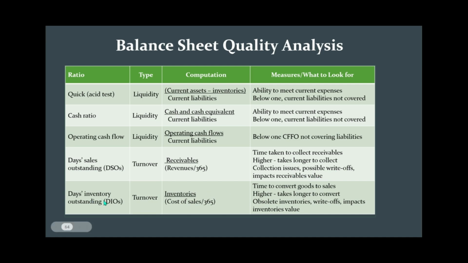Days inventory outstanding or DIO, this is another turnover ratio, and it's inventories over cost of sales over 365. It measures the time taken to convert goods to sales. Higher value means the company takes longer to convert inventories to sales, and it could lead to obsolete inventories, potential write-offs, and impacts inventories value.